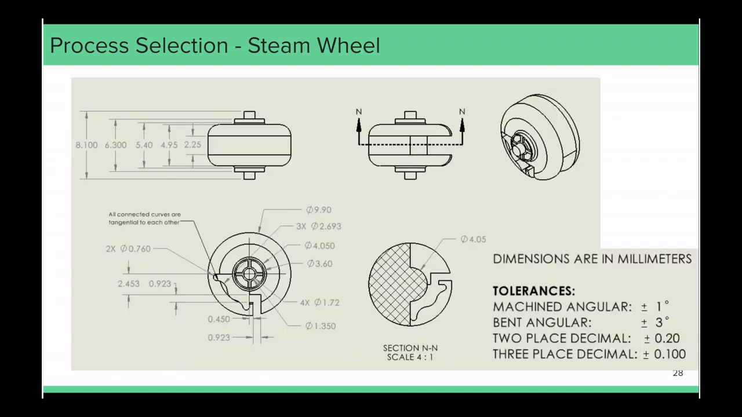Here we have the drawing for the steam stand, which is used to hold the steam rod and steam wheel in place. The center hole and the 2 slots are both critical because they help the steam stand align the steam rod with the water reservoir. All dimensions related to these critical features are given tighter tolerances of 0.1 millimeters instead of 0.2.